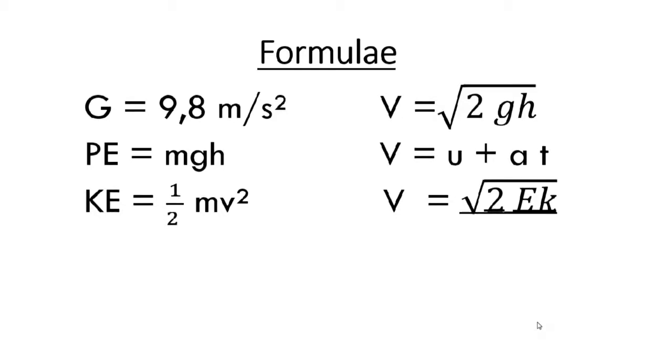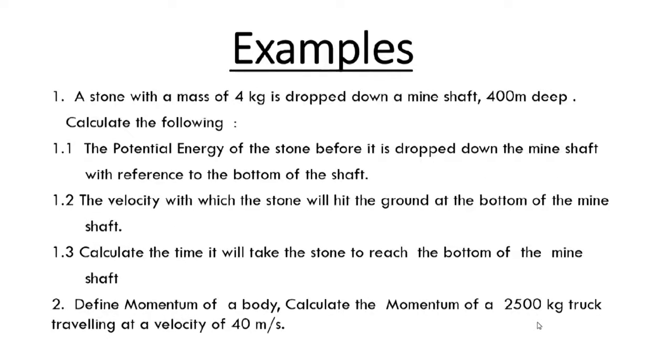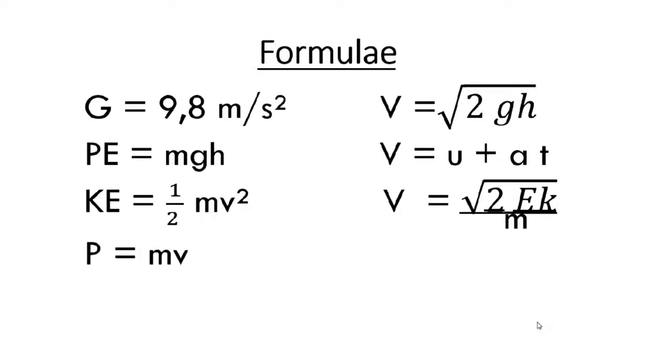KE is equal to half mv squared. Then we are going to calculate momentum. Momentum is represented by P, and momentum is equal to mass times velocity. P is equal to mv. Then we are going to calculate time.